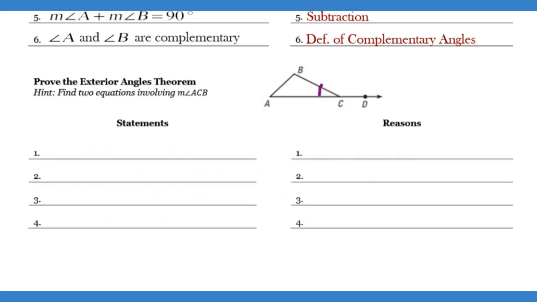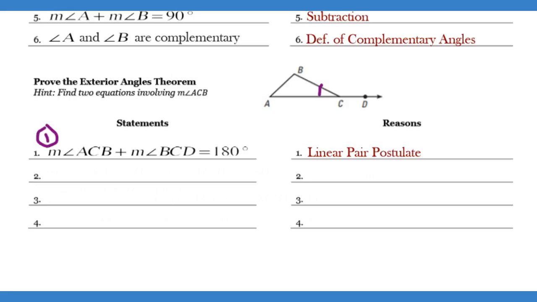So first, I know that the measure of angle ACB plus the measure of angle BCD equal 180. That's my linear pair postulate. They make a line, ACB and BCD are 180. Okay? So I said find two equations. That's your first equation. Okay? Equation number one. Okay, next.